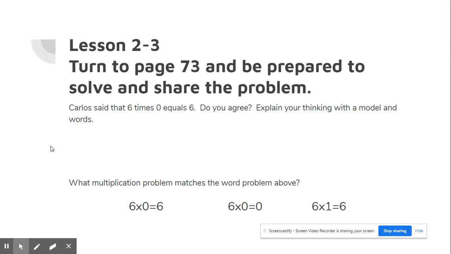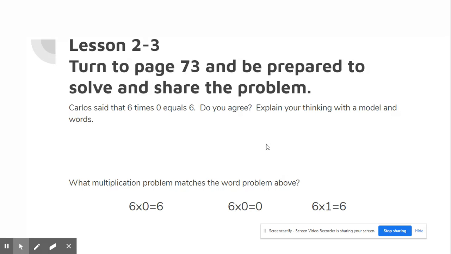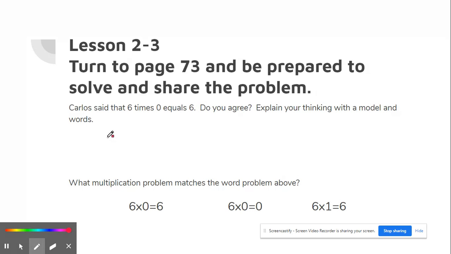So I'm going to give you some time to think about this. In this space, you are figuring out, is Carlos right or wrong? Then you're picking what is the correct word problem or the correct equation for that. I'll give you about 1 minute. You have about 15 seconds left.